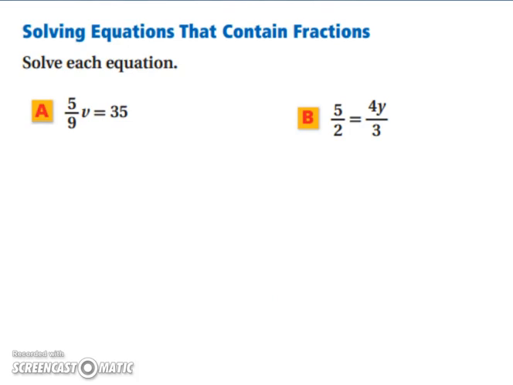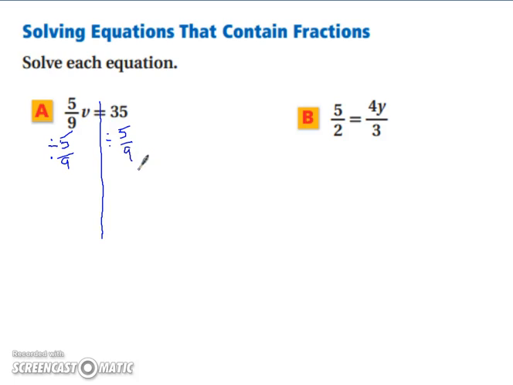Let's get a little trickier. Solving equations that contain fractions. We'll do the first one together. We'll start by splitting our equation so we know our left from our right. We currently have 5/9 times v equals 35. We want to get v by itself. Since you're multiplying, you're going to divide. So essentially you're dividing by 5/9 on both sides of the equation.